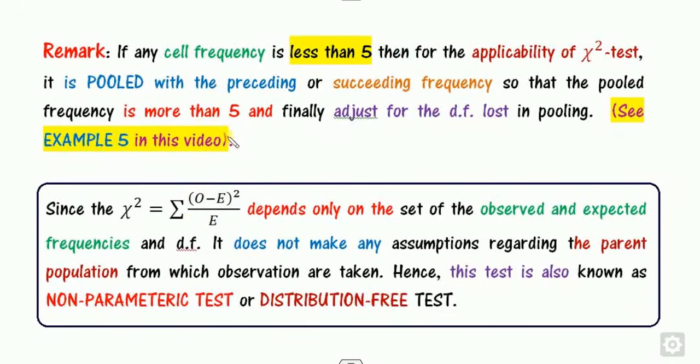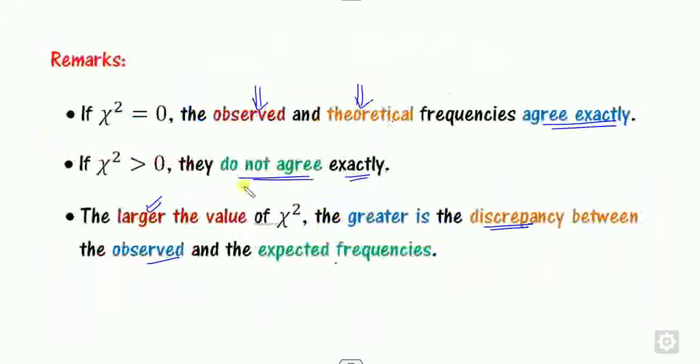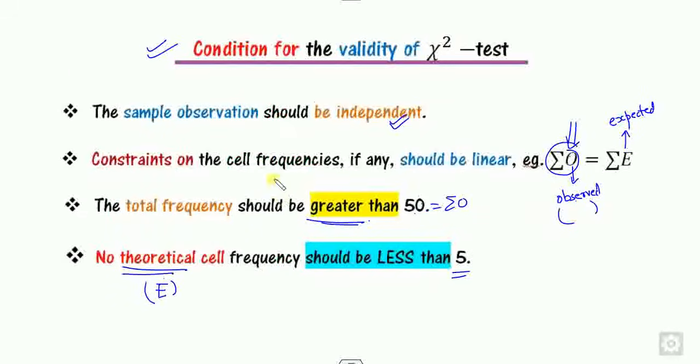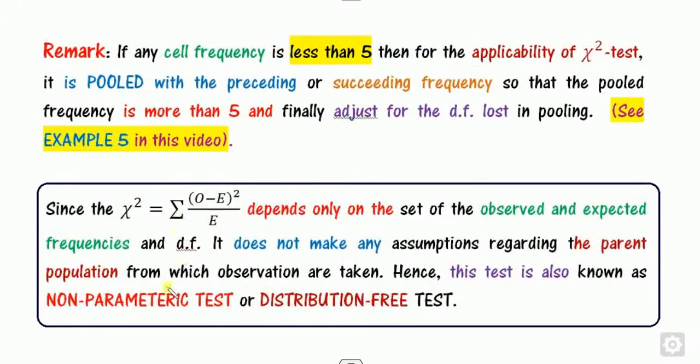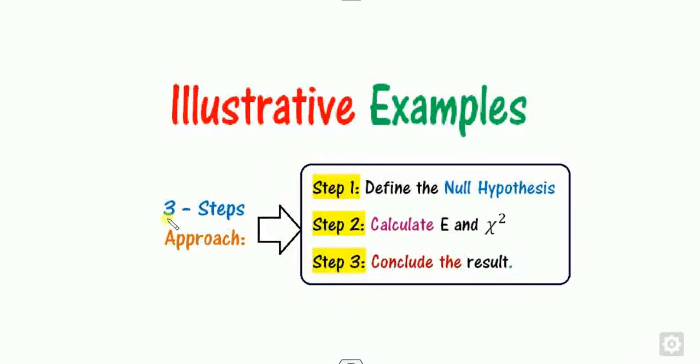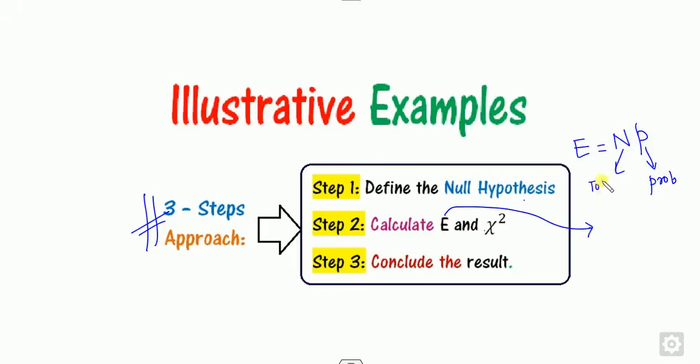Look at the assumptions here. In these assumptions there is no discussion about the populations. That's why this chi-square test is also called a non-parametric test or a distribution-free test. We will follow this simple 3-step rule. We will first define the null hypothesis, then calculate E and chi-square, and then conclude. We calculate E using this formula, capital N into P, where P is the probability and capital N is the total frequency.